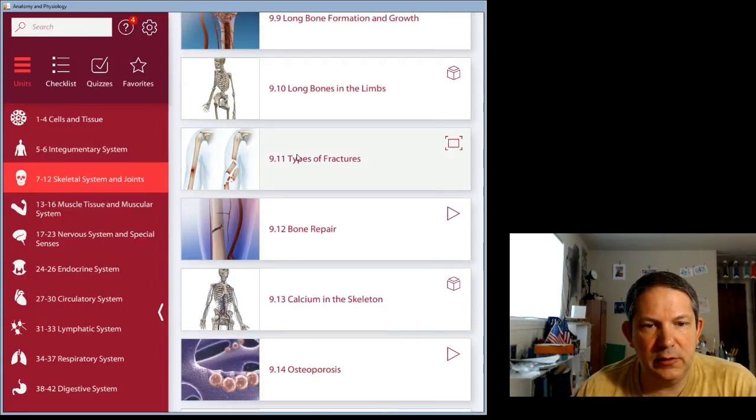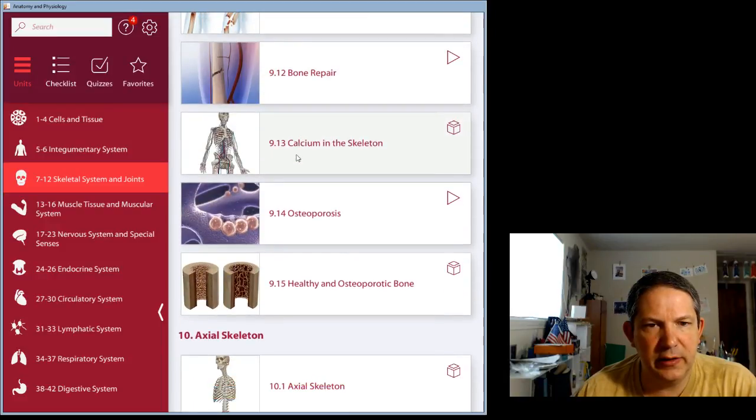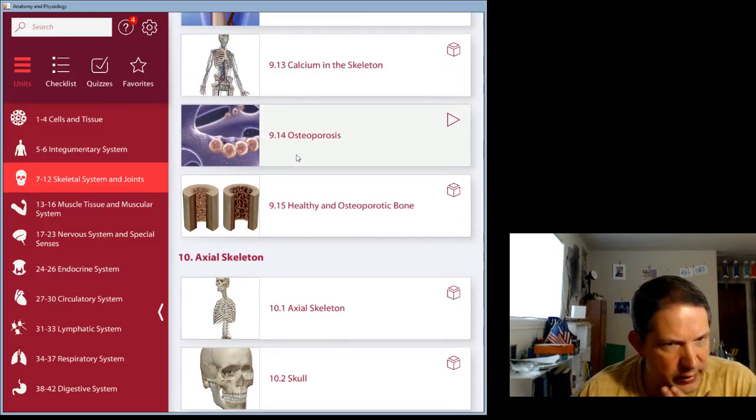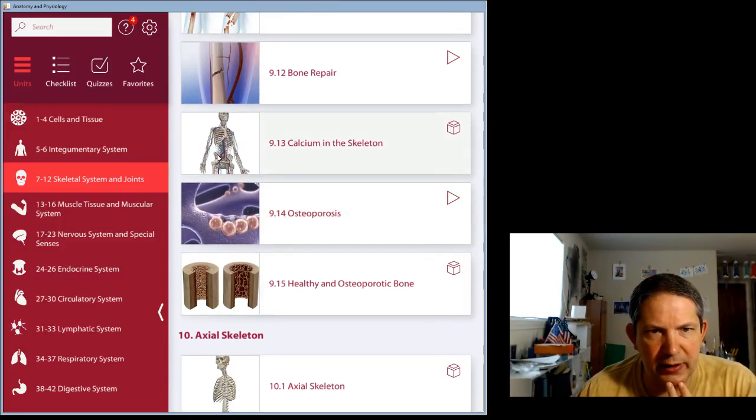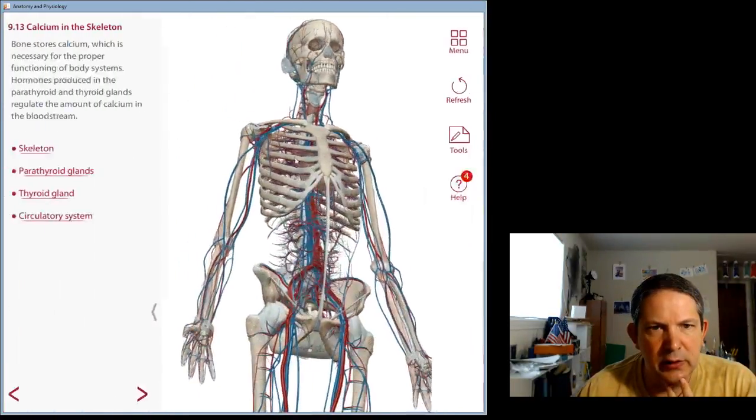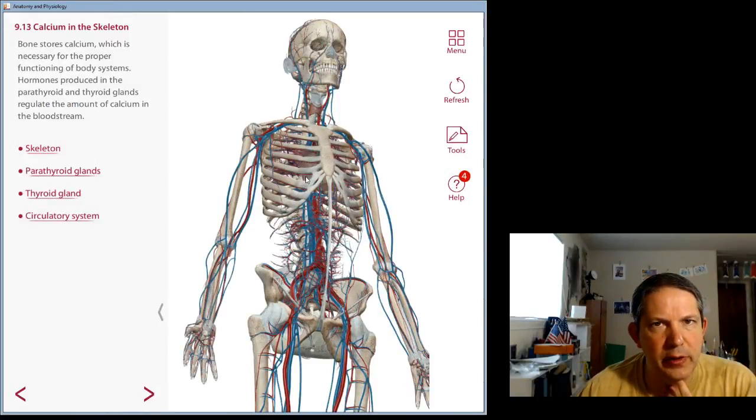Types of fractures: bone repair, calcium in the skeleton, osteoporosis, healthy and osteoporotic bone. Let's talk about some of these things. Let's talk about calcium in the skeleton first. So bone is your calcium bank and your phosphorus bank. So it's like 99% of your calcium.